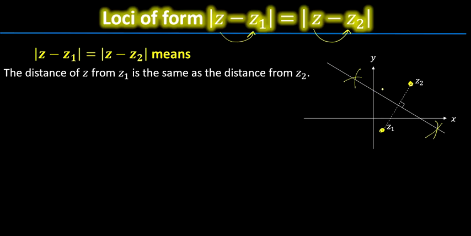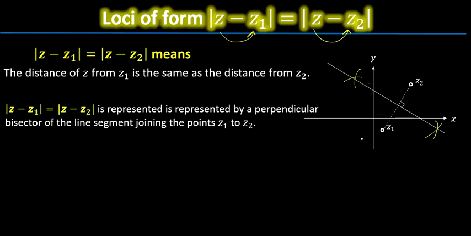Any point on this bisector, if you take the distance from both z1 and z2, you find both distances equal, both gaps equal. Suppose I take this point, the distance from z1 and the distance from z2 are equal. Is this clear? The line bisector is the name of this shape. We can label this as a line bisector.